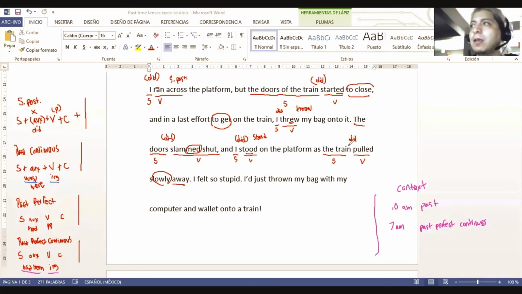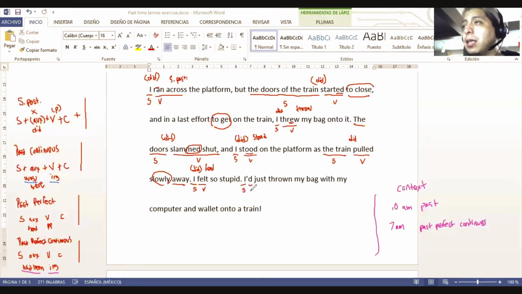Yeah. So the train just slowly started to pull away. It pulled away. I felt: this is the verb, this is the auxiliary did, this is the simple past. The verb in the present will be feel. I felt so stupid. I did feel stupid. This is the way he felt.